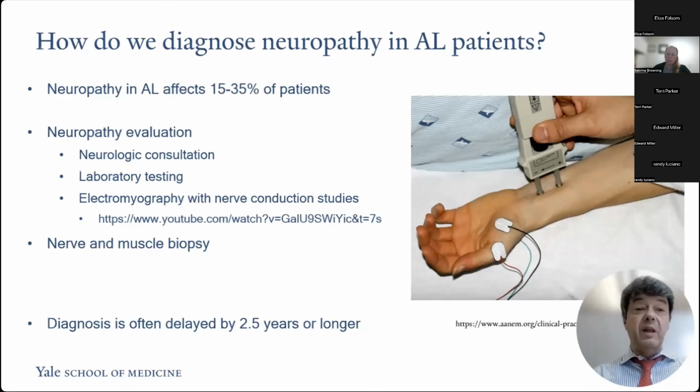And many patients will also undergo electromyography with nerve conduction studies. And we can also pursue nerve and muscle biopsy to look for the deposition of amyloid in peripheral nerves and muscle. As the signs and symptoms of amyloid neuropathy are not specific for light chain amyloidosis, diagnosis is often delayed up to 2.5 years or even longer.